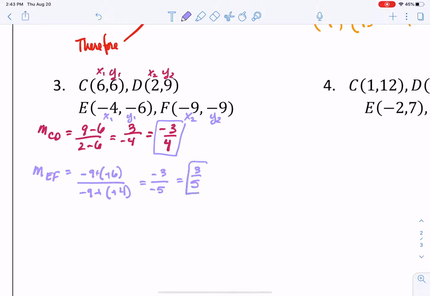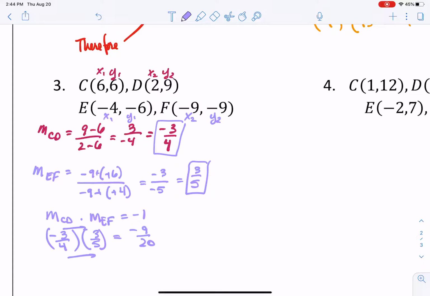So when I compare these two, I can multiply them, remember? So the slope of CD, since they're not the same, I know they're not parallel. So then I can say the slope of CD times the slope of EF should equal negative 1. Negative 3/4 times 3/5 equals negative 9 over 20. Remember your fraction rules, multiplying numerators and denominators, which is not negative 1. Therefore, it is neither.